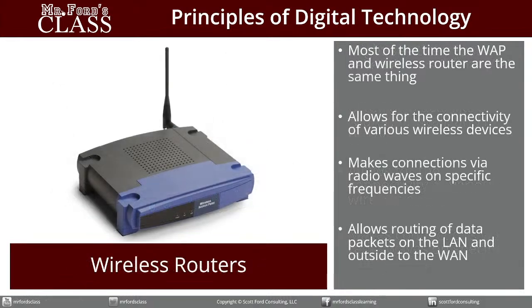Wireless routers, most of the time, the wireless access point and wireless router are the same thing. Usually, in most SOHO environments, your wireless router and your wireless access point are the same thing. They allow for the connectivity of various wireless devices. It makes connections via radio waves, like I said, on specific frequencies, and it allows the routing of data packets on the LAN, the local area network. Hopefully you remember that from our last live stream, and outside to the wide area network, or our WAN.